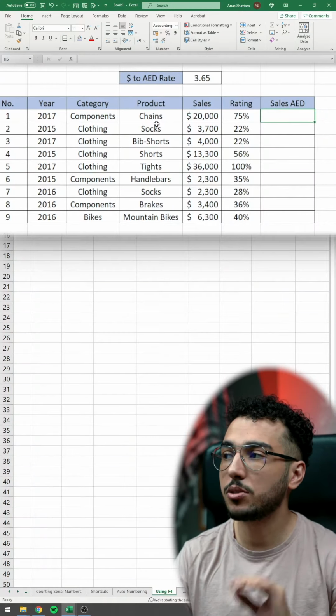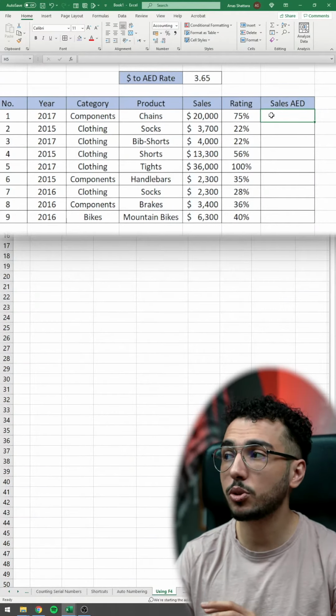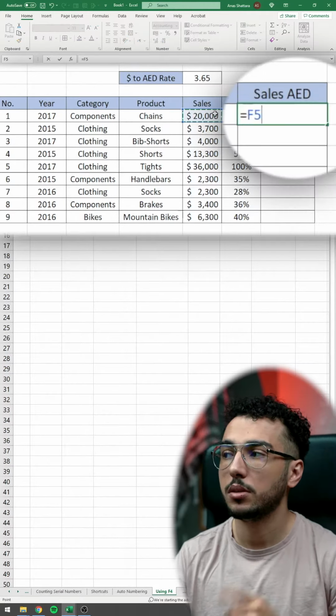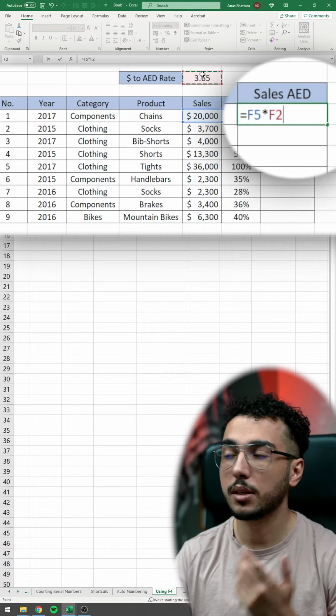Many times in my videos, I lock the cells using F4, and I would like to elaborate more on it in this video. So in this example, I have the sales of these products in dollars, and I would like to convert it to dirhams. So the formula is quite simple: equal the sales multiplied by the exchange rate.